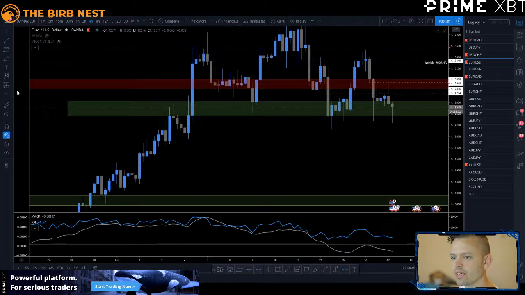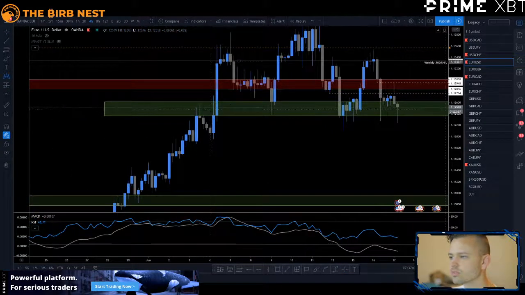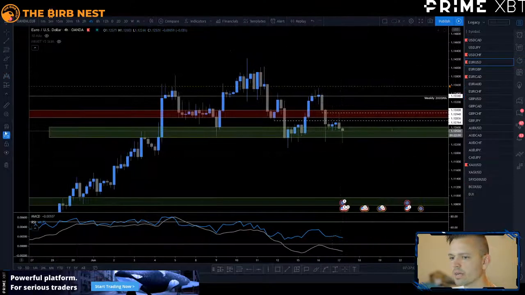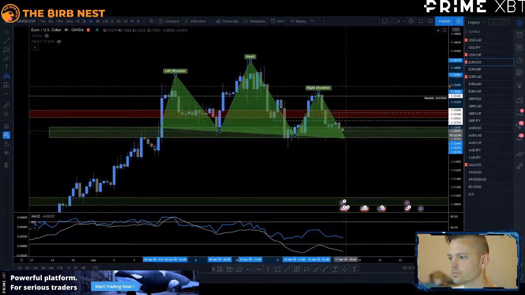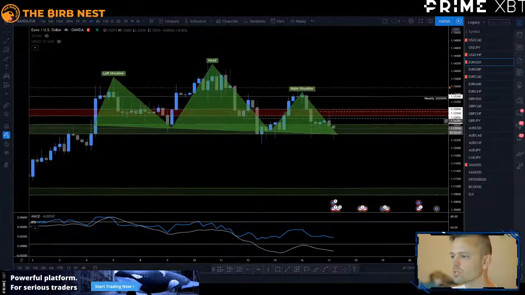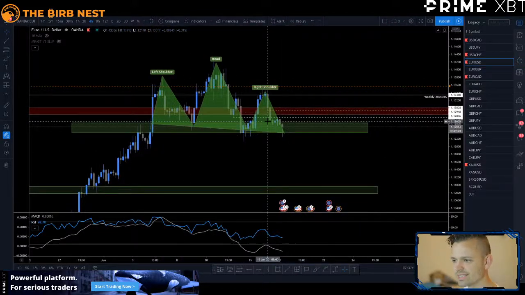We have a head and shoulders right here. Where is the head and shoulders? Right here, right? There we go. There's the head and shoulders on the 4-hour. This support area here, confluent with the neckline of the head and shoulders.